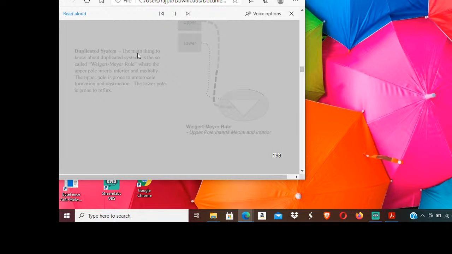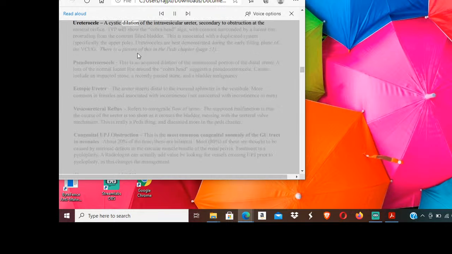198. Ureterocele. A cystic dilation of the intravesicular ureter, secondary to obstruction at the ureteral orifice. IVP will show the cobra head sign, with contrast surrounded by a lucent rim, protruding from the contrast-filled bladder. This is associated with a duplicated system, specifically the upper pole. Ureteroceles are best demonstrated during the early filling phase of the VCUG. There is a picture of this in the PEDS chapter, page 51.